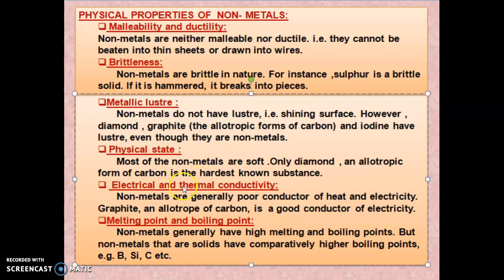Here is the spelling mistake of thermal, that is THERMAL. Melting point and boiling point. The non-metals generally have high melting and boiling points, but the non-metals that are solid have comparatively higher boiling points. For example, B is for boron, Si is silicon, C is carbon, etc. So these are the physical properties of a non-metal.